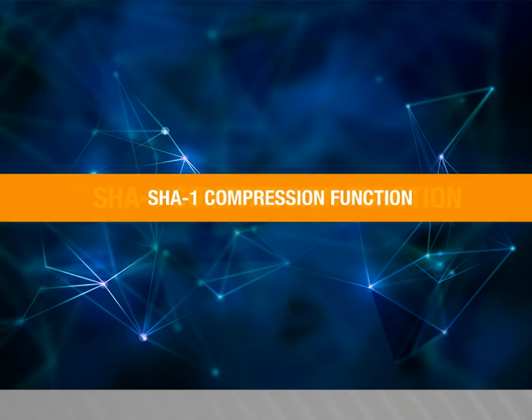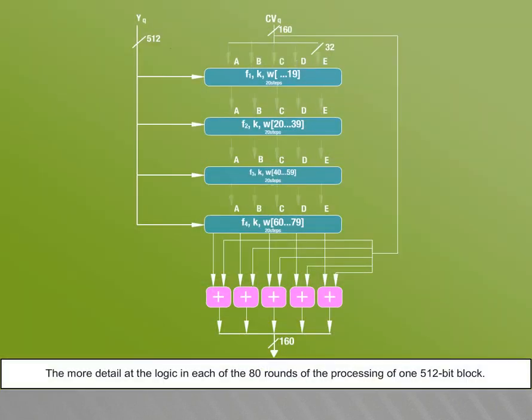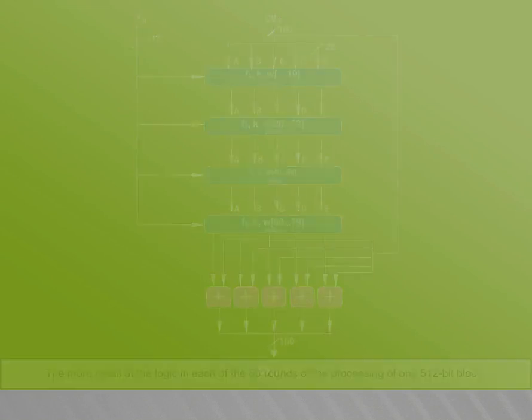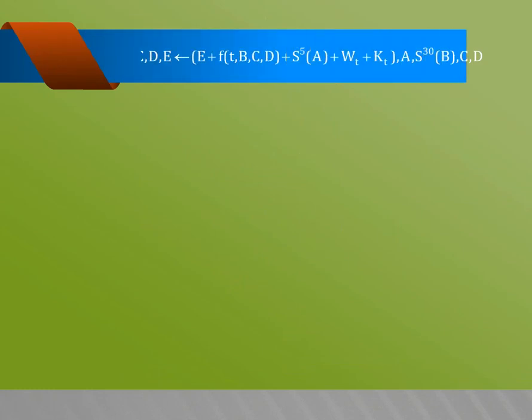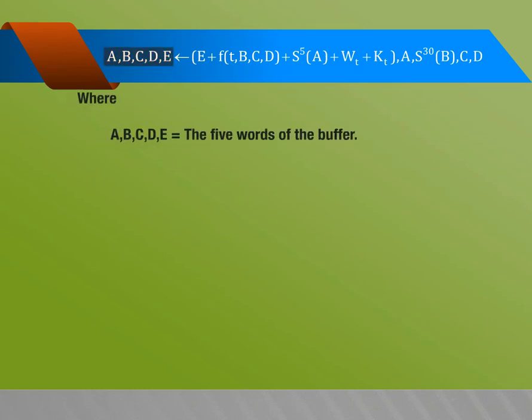SHA-1 compression function. In this video, we are going to learn about the SHA-1 compression function, with more detail of the logic in each of the 80 rounds of the processing of a 512-bit block. A, B, C, D, E is equivalent to (E + f(t, B, C, D) + S^5(A) + Wt + Kt), A, S^30(B), C, D, where A, B, C, D, E are the 5 words of the buffer.